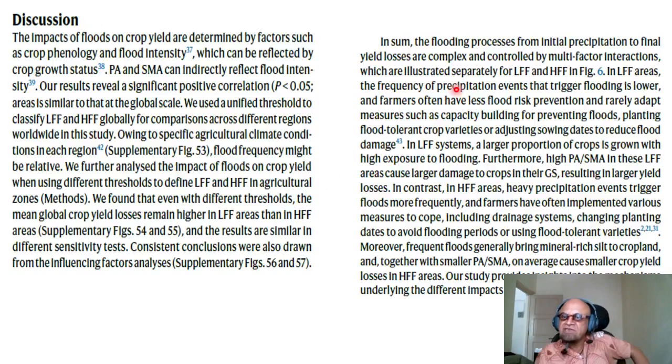In sum, flooding processes from initial precipitation to final yield losses are complex and controlled by multi-factor interactions, which are illustrated separately for LFF and HFF in figure 6 that we looked at. In LFF areas, the frequency of precipitation events that trigger flooding is lower, and farmers often have less flood risk prevention and rarely adopt measures such as capacity building for preventing floods, planting flood tolerant crop varieties, or adjusting sowing dates to reduce flood damage. They just think of lower frequency floods as less threatening, I suppose.